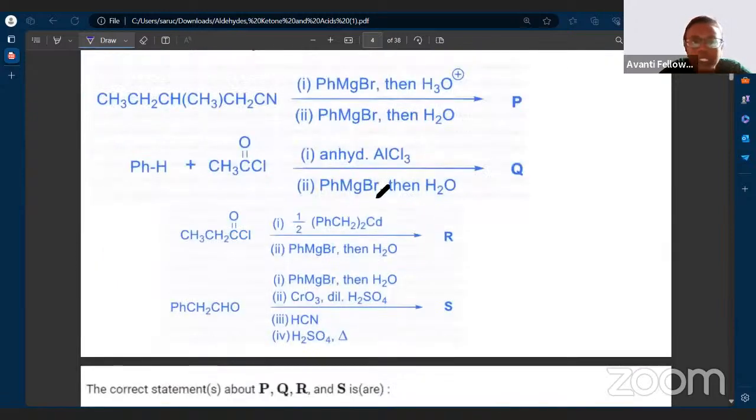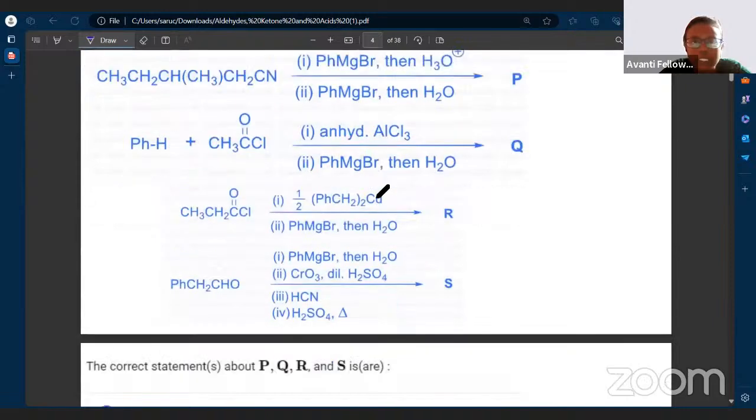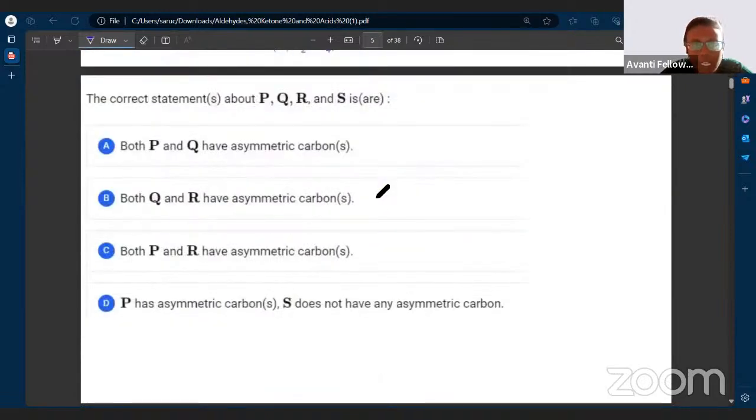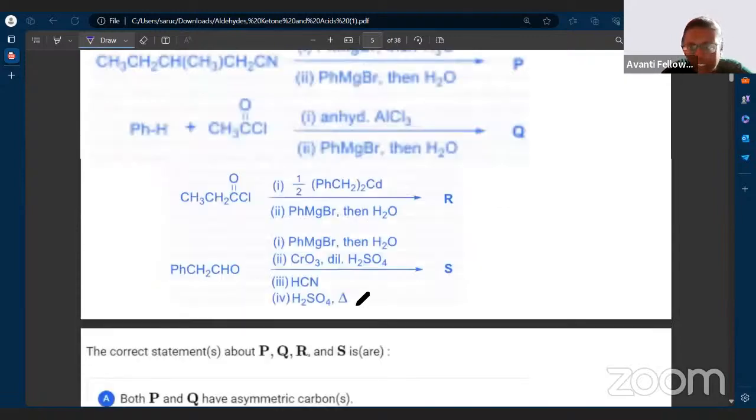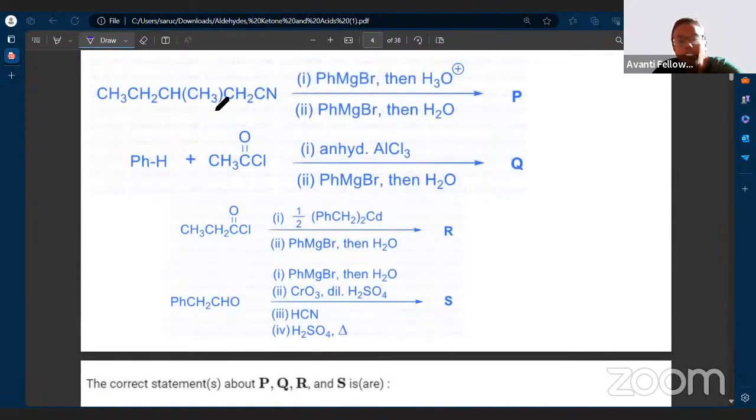Okay, so here too it is P, Q, R and S. You have to predict the product and find out the correct statement. Here you have to find out whether they have an asymmetric carbon or not. Okay, so that is what you're going to do over here. Now predict the product.